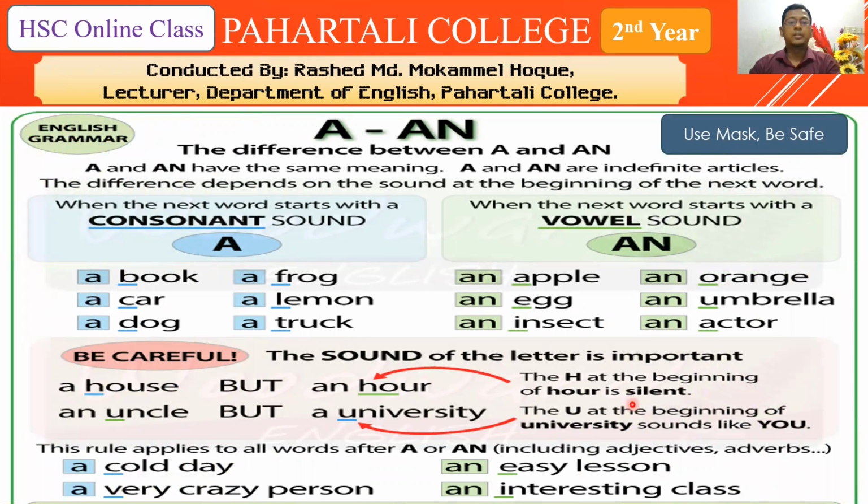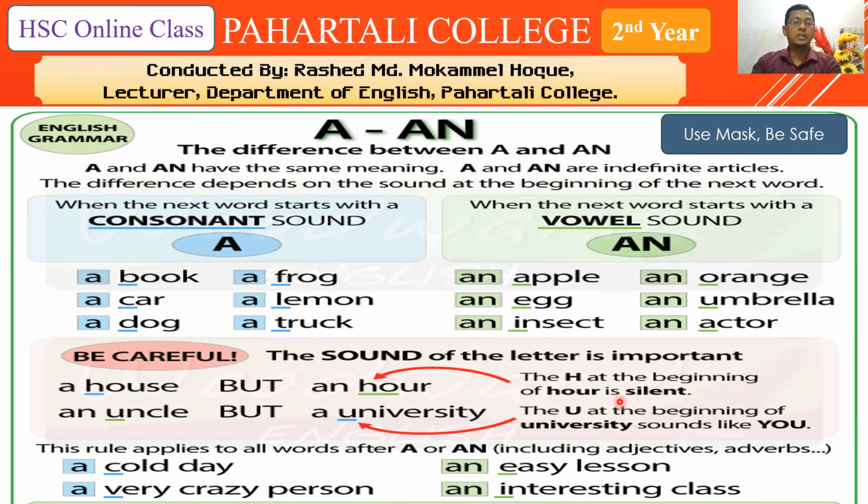So let's learn the differences between a and an. In the indefinite article we know that there will be two forms: it may be a or it may be an. But in the definite article there is only one, which will be the. So we are going to learn the differences between a and an.